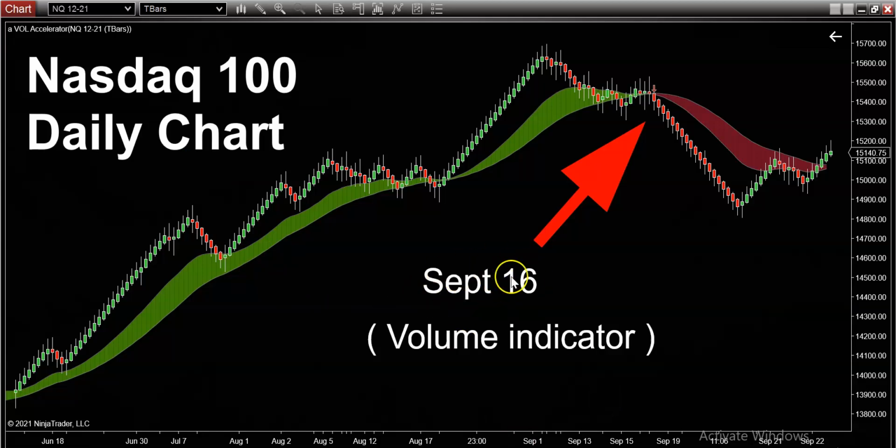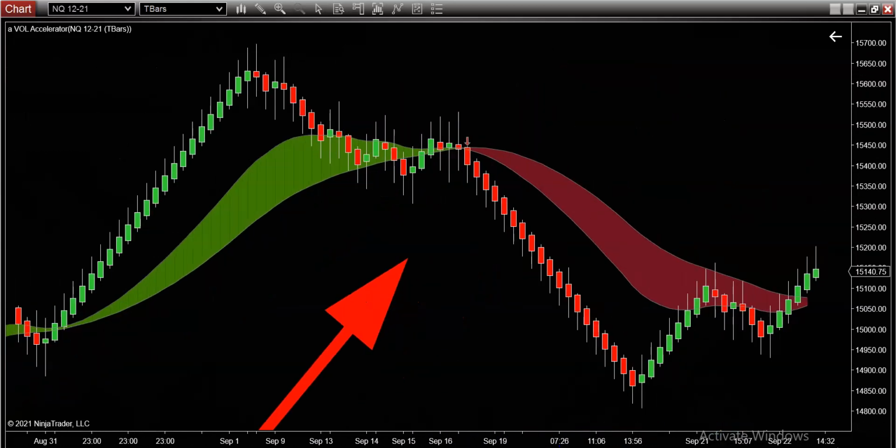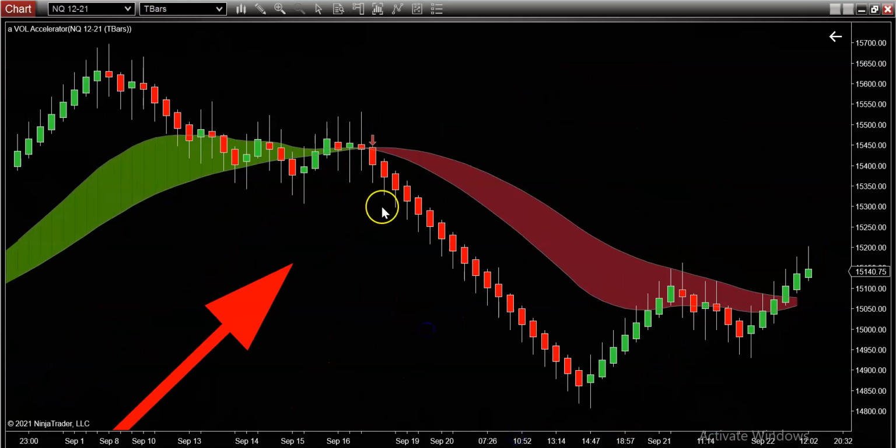But look at this. September 16th, volume turns red. Right? Very interesting. And it sold off hard. The very same bar, let's zoom in here. Hold on a second. On this daily chart, right on this bar here, it just sold off hard. And why is this important?